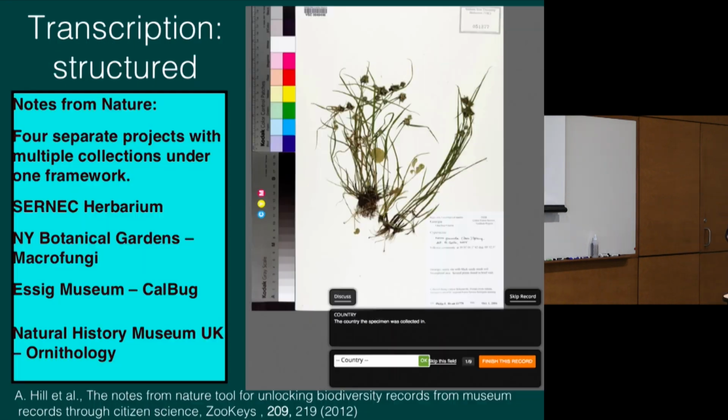Another prime example for this audience is the Notes from Nature project, which is another structured transcription project. And it's very similar to the project from the Bell Museum. So I'm not going to take too much time going through this, but suffice it to say, we have several projects with multiple collections under one framework in Notes from Nature. The idea, again, is to collect the metadata from the identification cards that are associated with each member of a collection. Those are then preserved as records that are associated with those images.